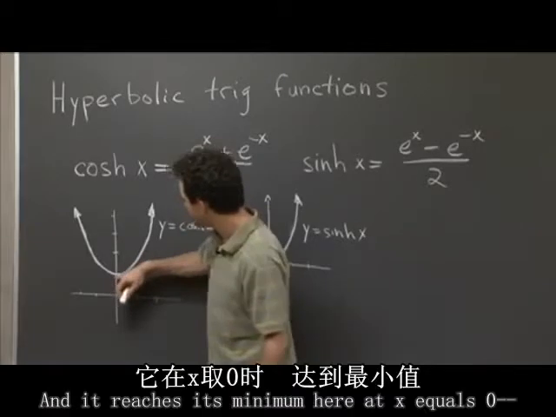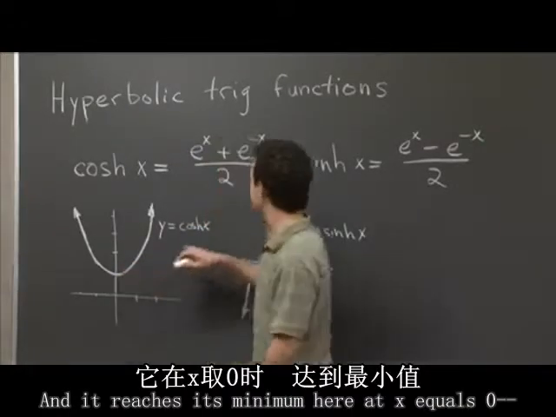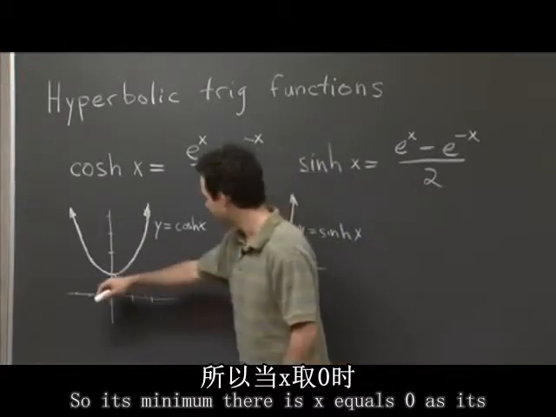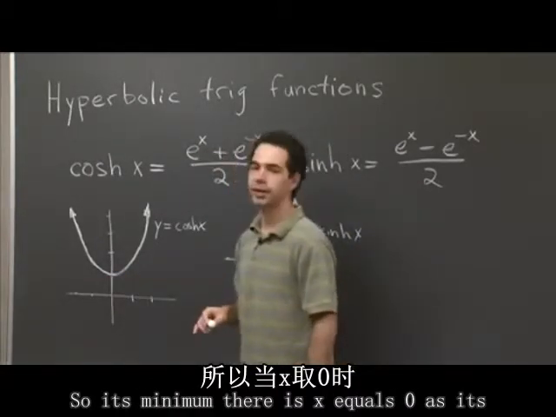Okay, and it reaches its minimum here at x equals 0. It has the value 1 plus 1 over 2. So its minimum there at x equals 0 has the minimum value 1.